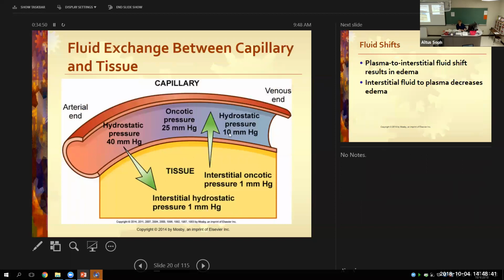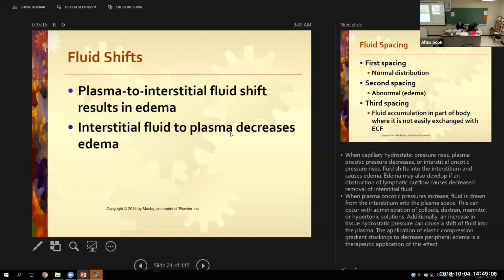Then we've got to get this fluid back, because now the blood is flowing through the capillary bed. And now we have this oncotic pressure of 25. The hydrostatic pressure here is only 10. So that's pulling, because of the osmosis principle and pressure principle, it pulls the fluid back into the vascular system, and it goes on its way back to the heart. Okay. So we know that plasma to interstitial fluid shift results in edema. Interstitial fluid to plasma decreases edema. We just explained that, right? We all understand that. We need to have that balance.